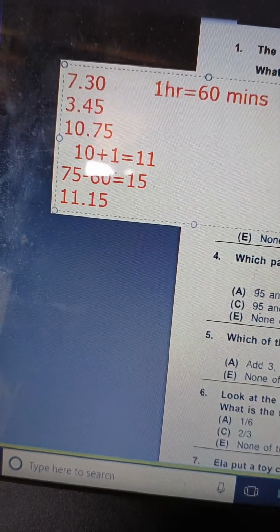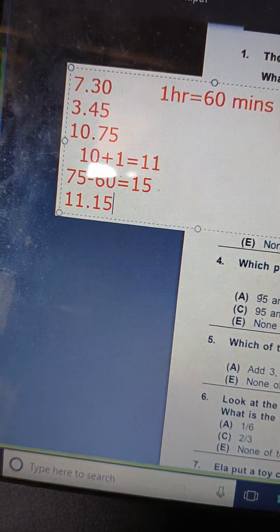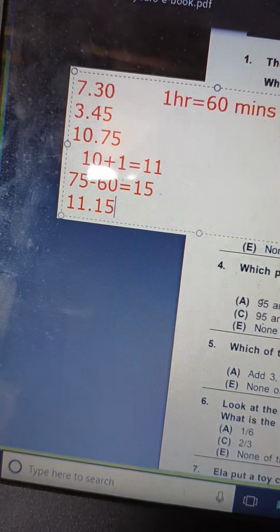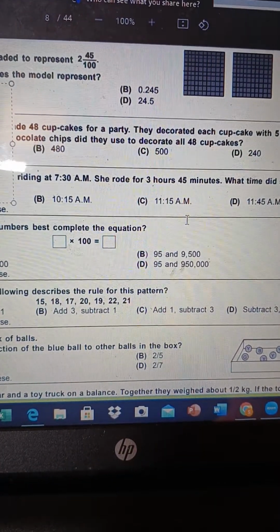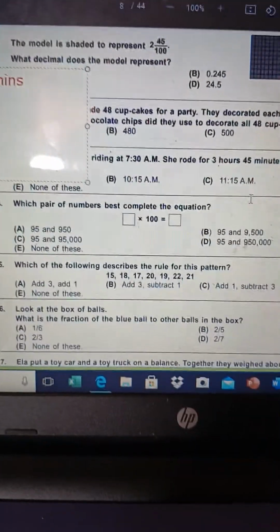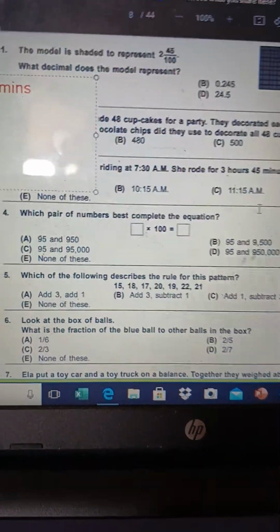So see guys, at what time did she finish her ride? She finished her ride at 11.15 a.m. This is the correct answer. So the correct answer will be number C. Then we have to move to number 4.